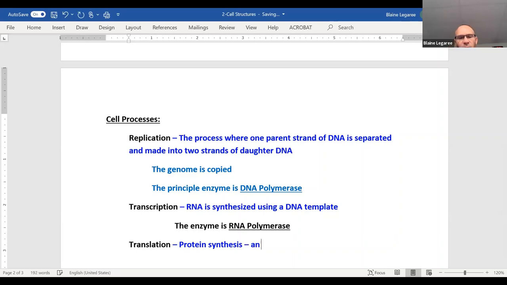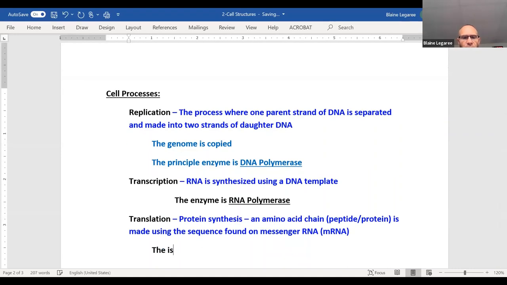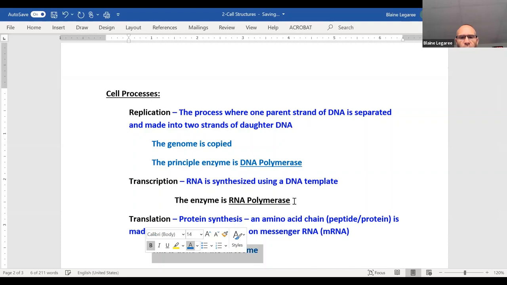In this case here, we have an amino acid chain. You can also call that a peptide, or if it's long enough, you can call it a protein, is made using the sequence found on messenger RNA, so mRNA we call that. This is done on the ribosome. Make it blue, there we go.